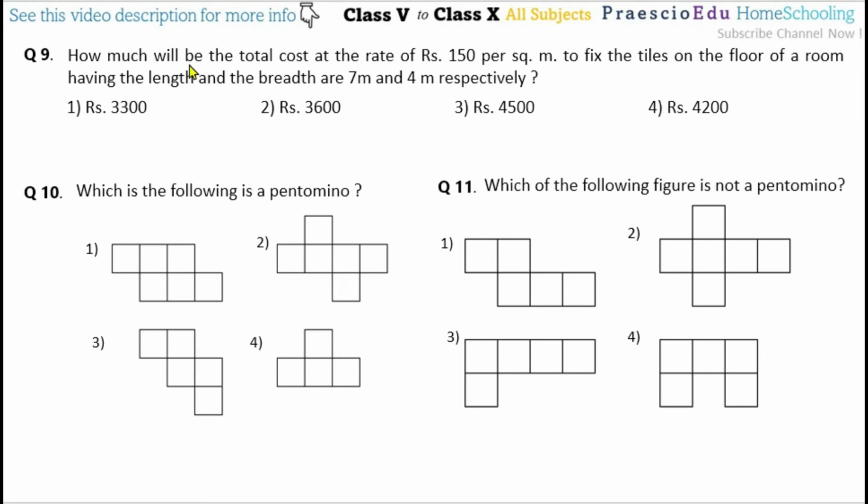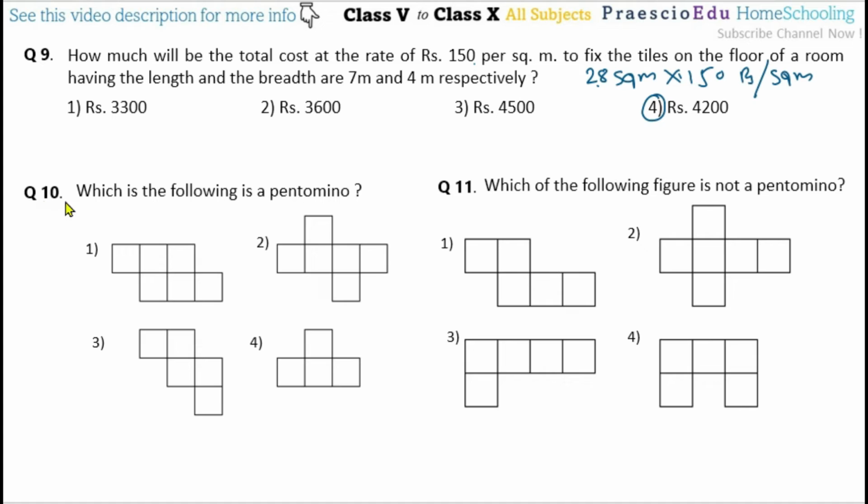Now question number 9, how much will be the total cost at the rate of rupees 150 per square meter to fix the tiles on the floor of the room having the length and the breadth of 7 meter and 4 meter respectively? So 7 multiplied by 4, that is 28 square meter, and with this we have to multiply by 150, that is in rupees per square meter. So after this multiplication you will get 4200, so option number 4 is the correct one.